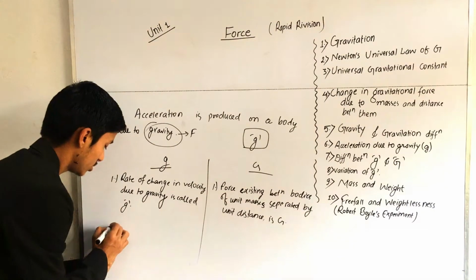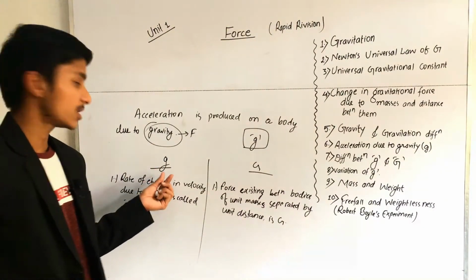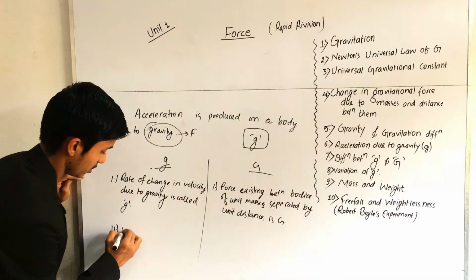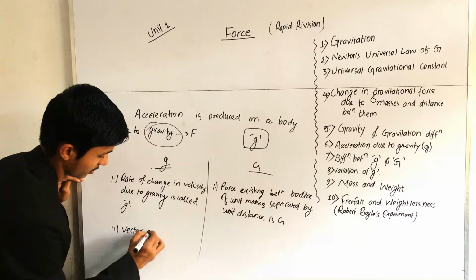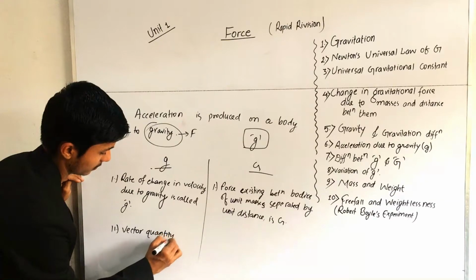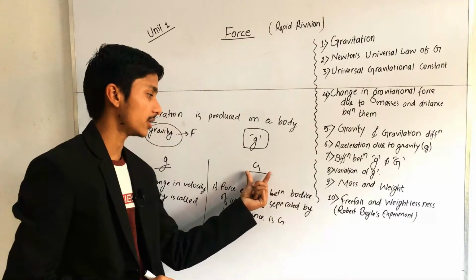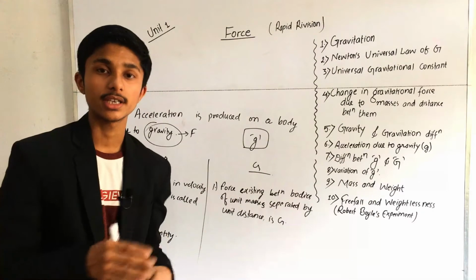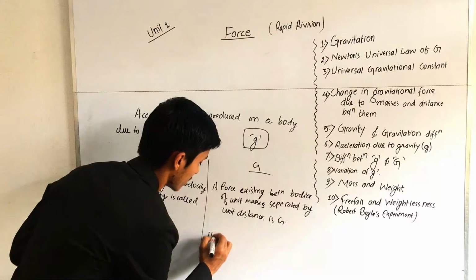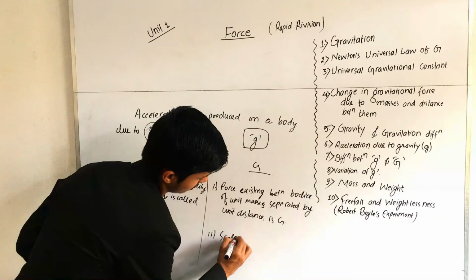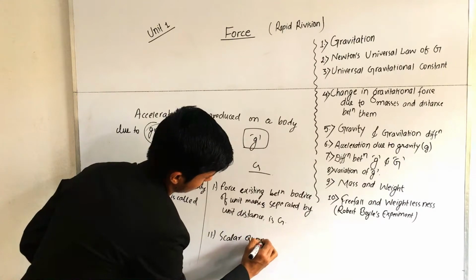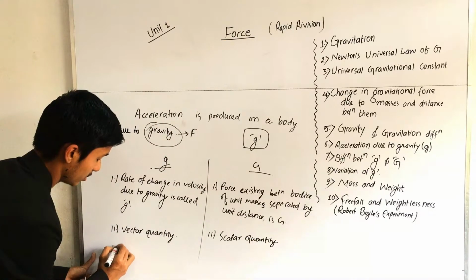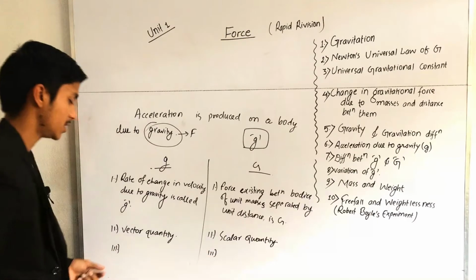And in the next point we discuss that acceleration due to gravity is a vector quantity. And here the universal gravitational constant is a scalar quantity. It means its value does not get changed. That is, we write it is a scalar quantity. And in the third point we can write its value.